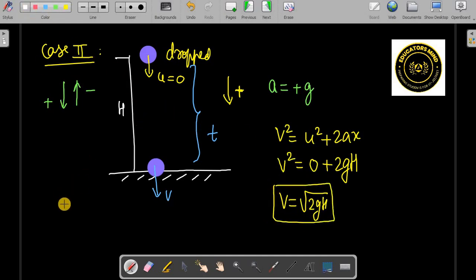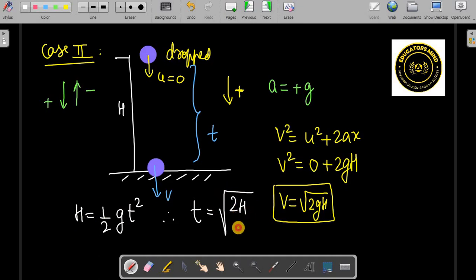Time of flight we can use s is ut plus half a t square, right? So this is h, u is 0, half g t square. So from here total time of flight, it is a descent only, root under 2h by g, right? So two results are here in this case too.